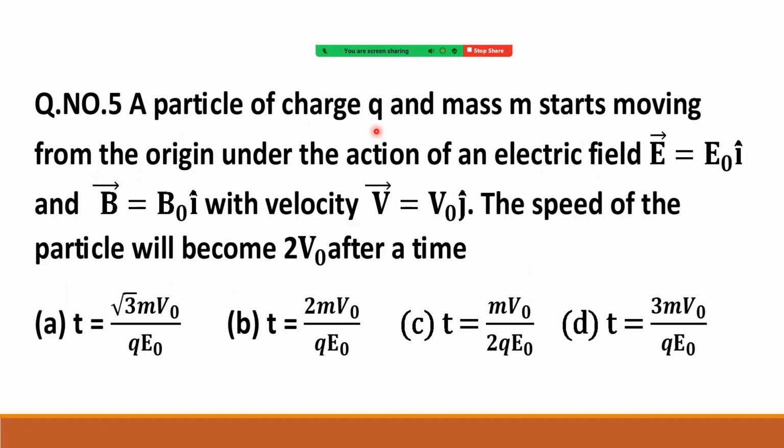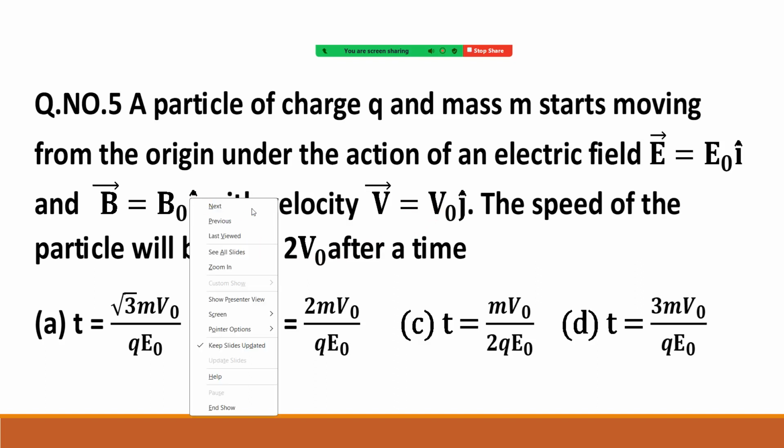A particle of charge q and mass m starts moving from the origin under the action of an electric field E naught i cap and magnetic field B naught i cap with velocity V naught j cap. The speed of the particle will become 2 V naught after a time. Let us see how to start it. Speed initially V naught, now it is 2 V naught, right? See how to start.